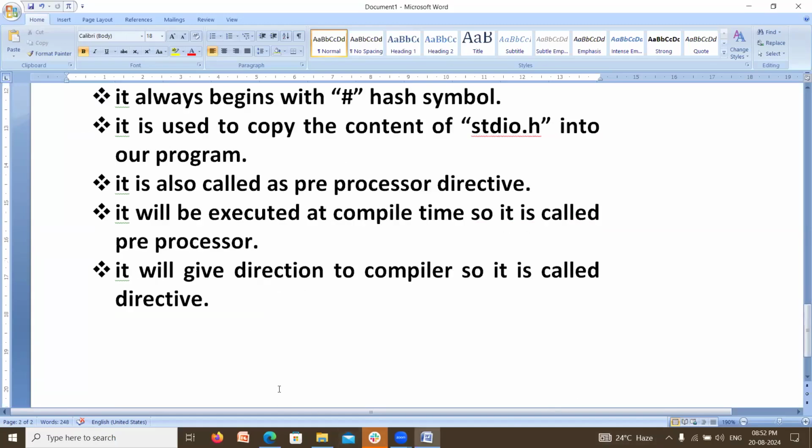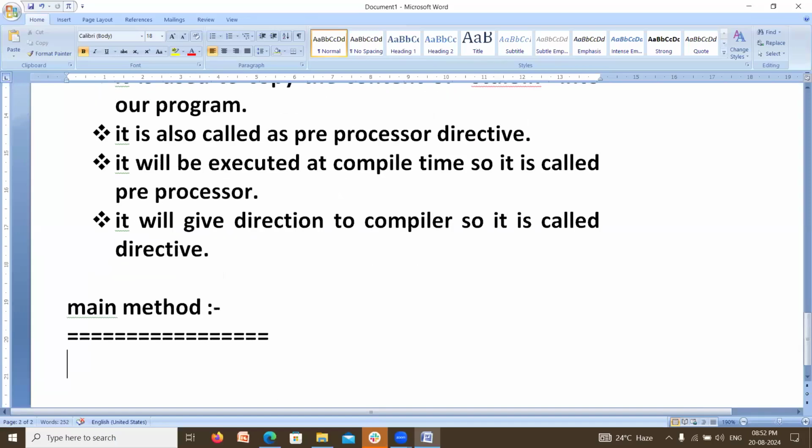Now, what is the main method? Friends, suppose I write a program. In that program, I have 1 lakh lines of code. From that 1 lakh lines of code, we have to start execution at some point. That point is the main method.